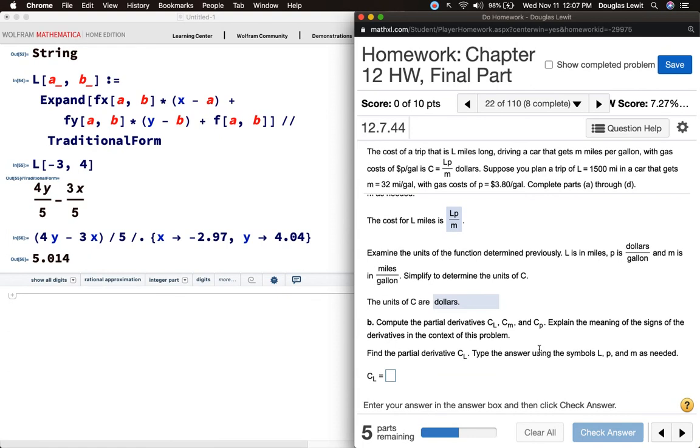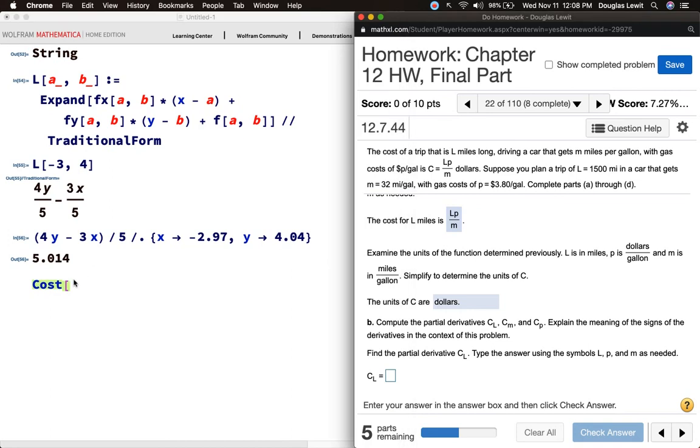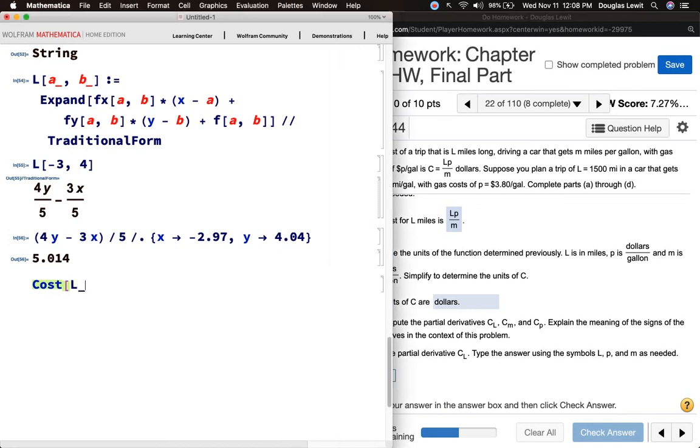Part B, compute the partial derivatives C_L, C_M, and C_P. Explain the meaning of the signs of the derivatives in the context of this problem. Okay, so let's do that. So we have the cost function of L, P, and M is equal to L times P divided by M.